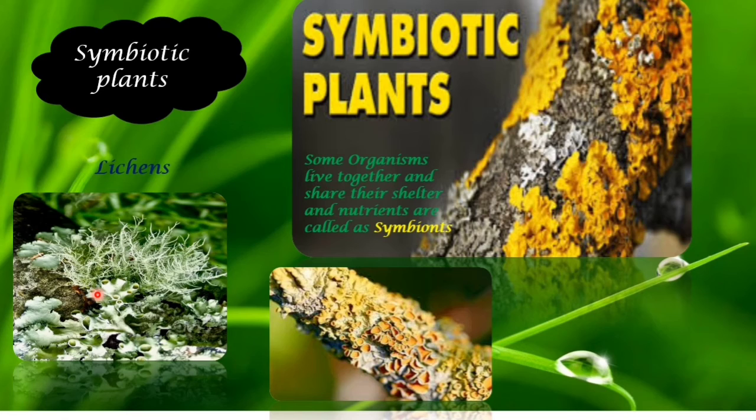Okay, shelter in this sense is not the shelter exactly as we think. The shelter for them is the plant, the host plant. They will share with each other. One will prepare the foodstuff and one will get the nutrients from the root. This is how they share their components. So these plants are called symbiotic plants with this kind of nature.